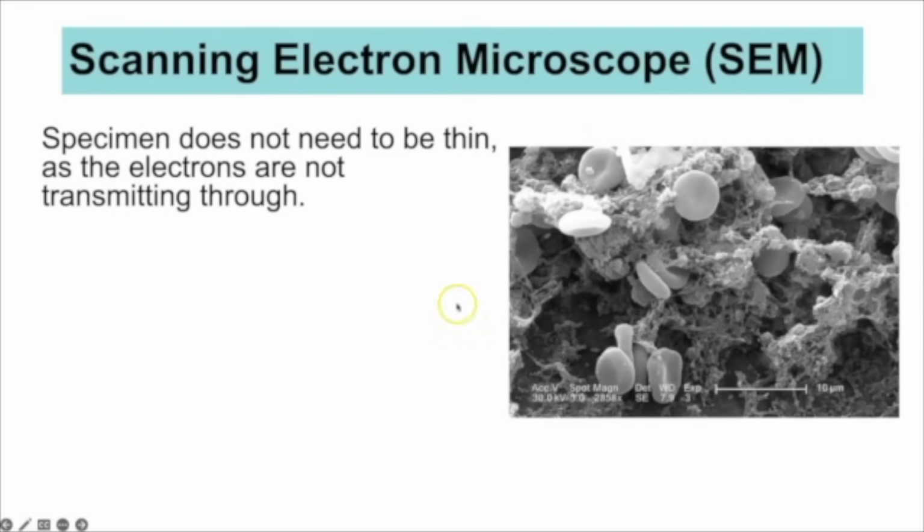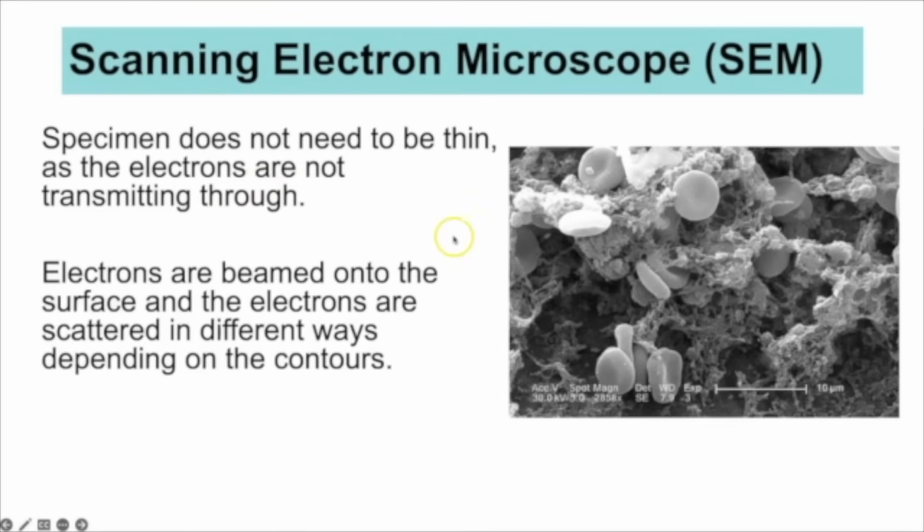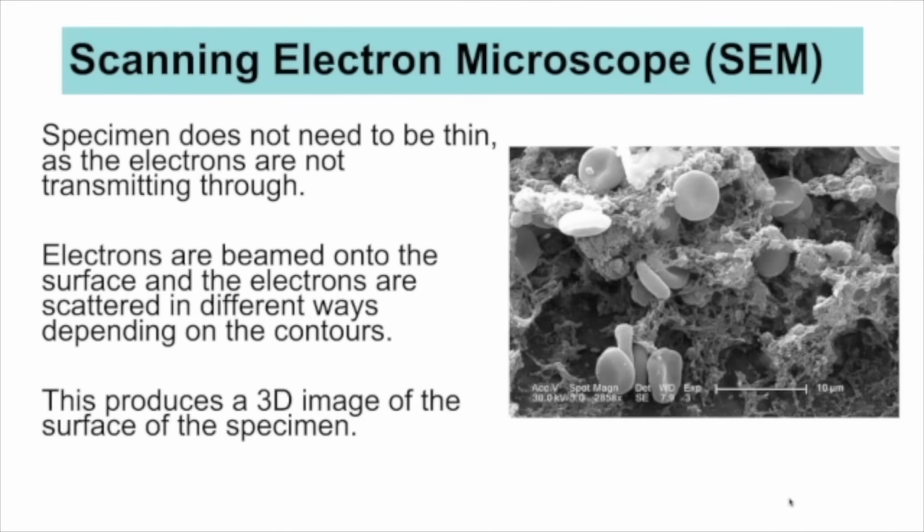Scanning electron microscopes, in these ones, the specimen doesn't have to be thin because the electrons don't pass through the specimen. Instead, the electrons are beamed onto the surface, and the electrons scatter in different ways, so they reflect backwards in different ways depending on the contours of your specimen. And this is what produces a 3D image of the surface of the specimen.